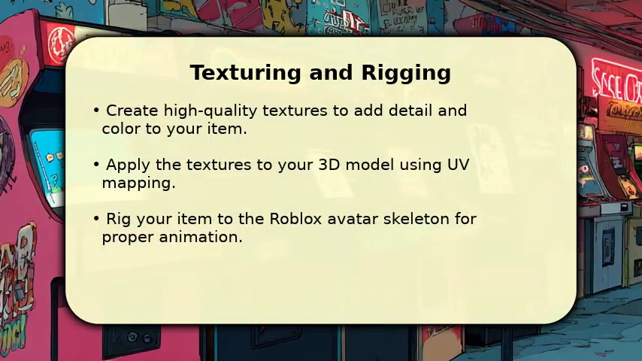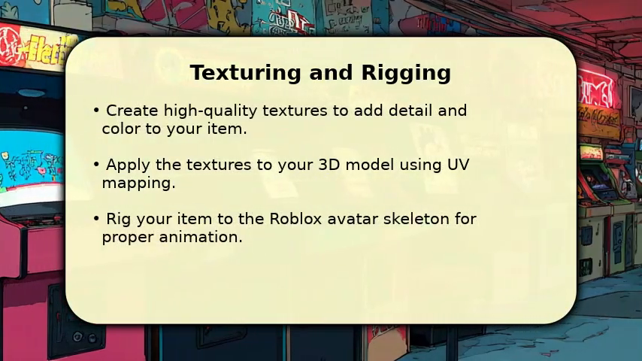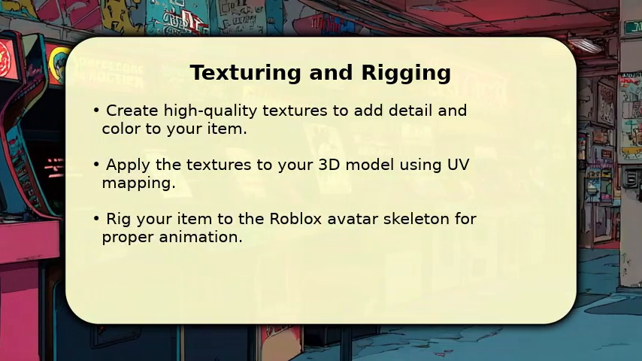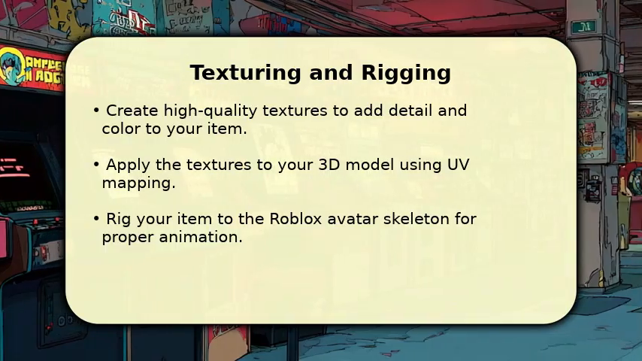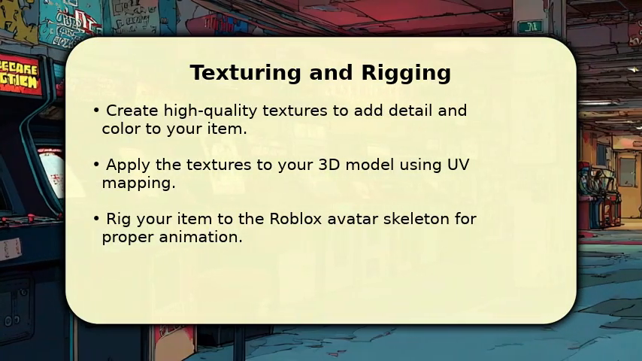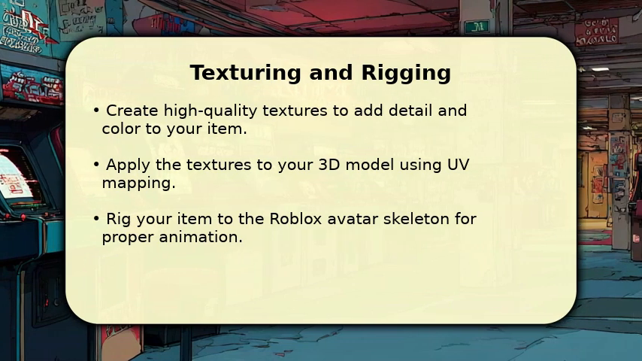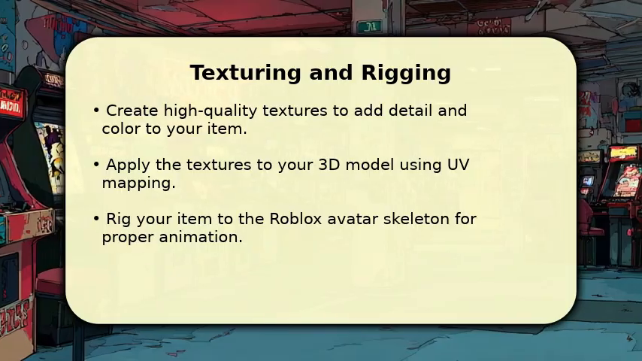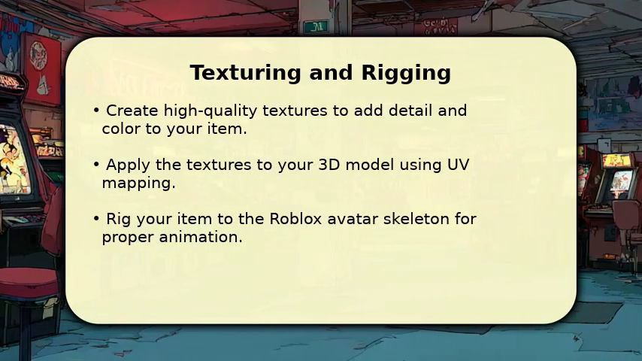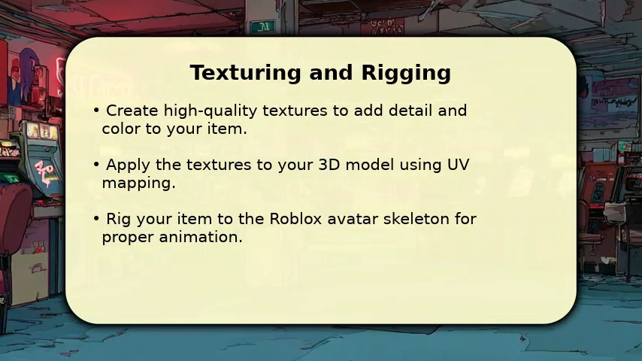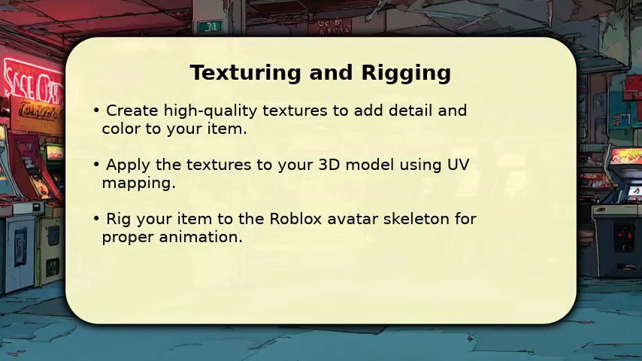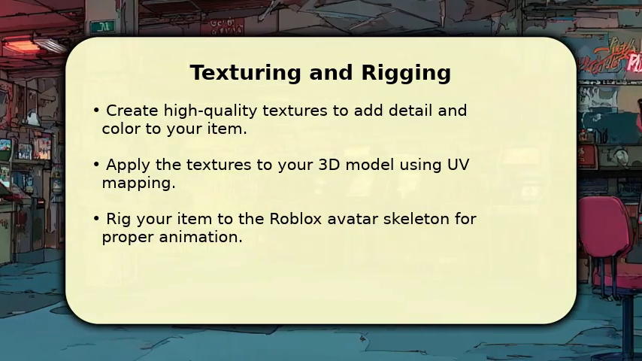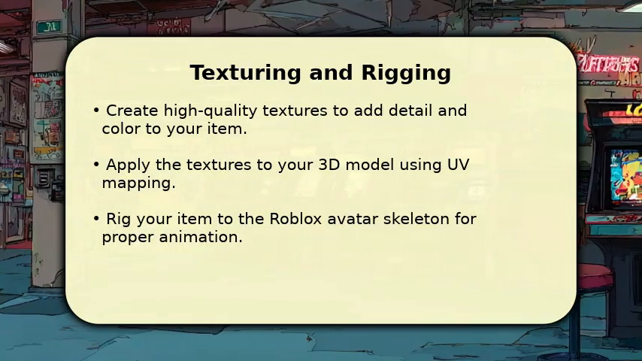Once your model is complete, it's time for texturing and rigging. Develop detailed textures using software like Substance Painter or Photoshop to give your item its unique look and feel. Apply these textures to your three-dimensional model through UV mapping, ensuring they wrap correctly. For items that need to move with the avatar, like clothing or accessories, you'll need to rig them to the Roblox avatar skeleton. This involves assigning vertices to bones, allowing your item to animate seamlessly with player movements.